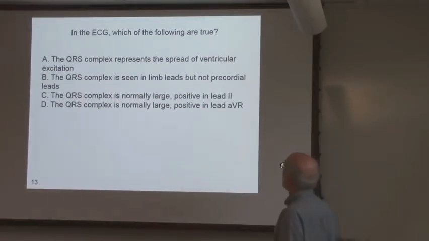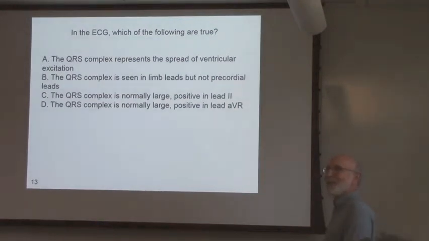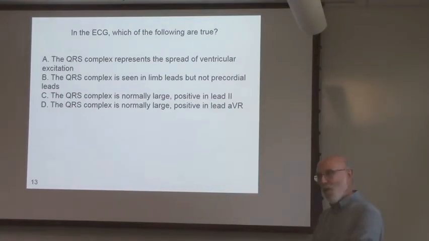No, which means it's false. B is a false statement. I'm sorry, I don't know what's wrong with me. B is a false statement. The QRS complex is seen in limb leads and precordial leads.